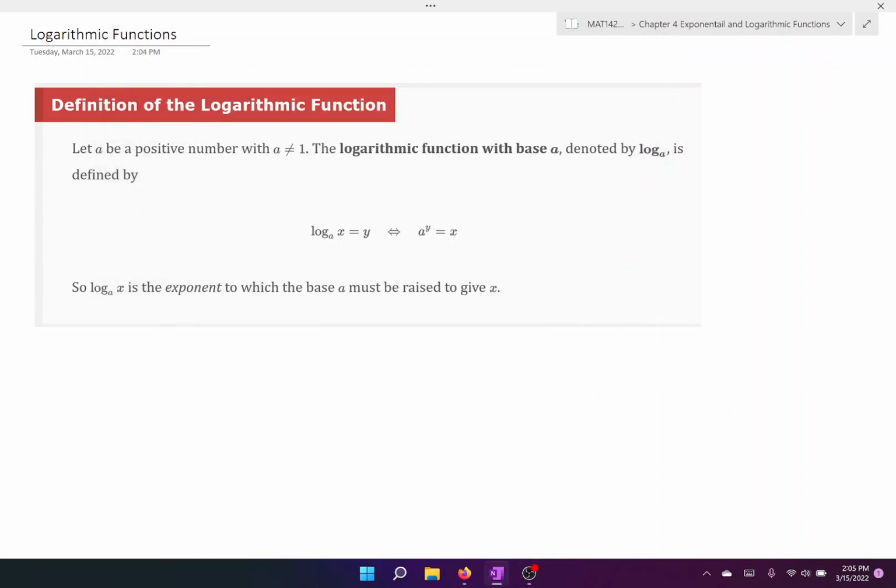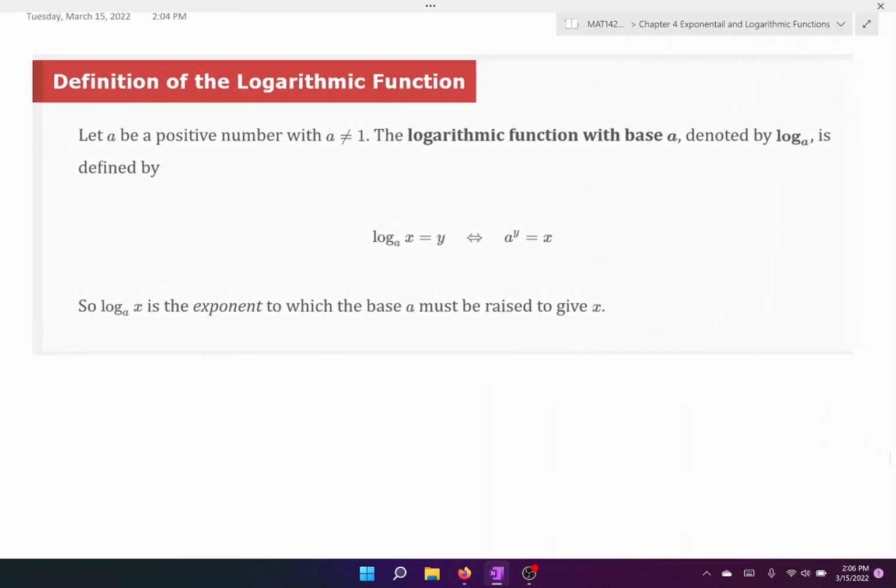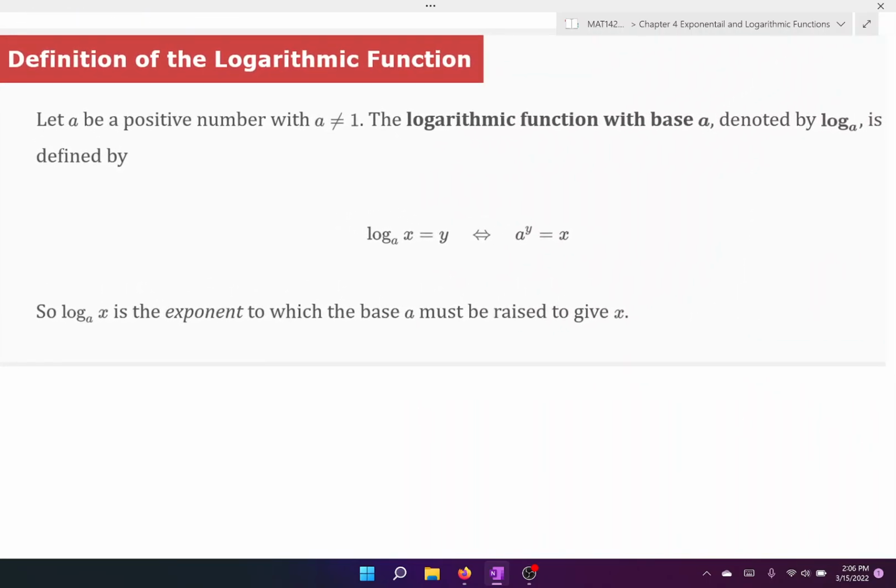Hello everybody. So in this video, we're going to be talking about logarithmic functions. So we're going to just start off by defining what a logarithmic function is. So we're going to let a be a positive number with a not equal to 0. The logarithmic function with base a, denoted log base a, is defined by, and I'm going to zoom in here so we can actually get a really good look at this. And this is read log base a of x equals y.